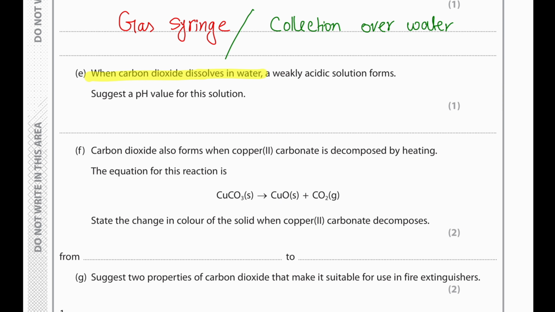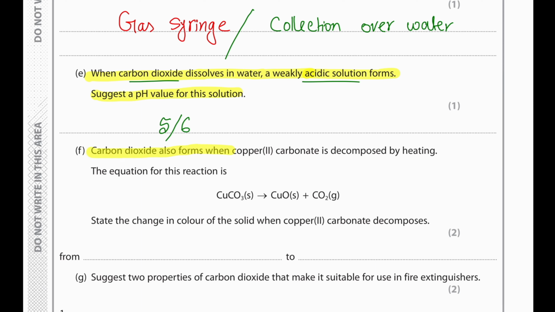When carbon dioxide dissolves in water, a weakly acidic solution forms. Suggest a value of the pH for this solution. So you can see CO2 is an acidic gas, makes a weak acid. A weak acid will have a value of like 5, 6, because it's going to be close to 7. So we can say either 5, we can say either 6. Just remember to write either 5 or 6.